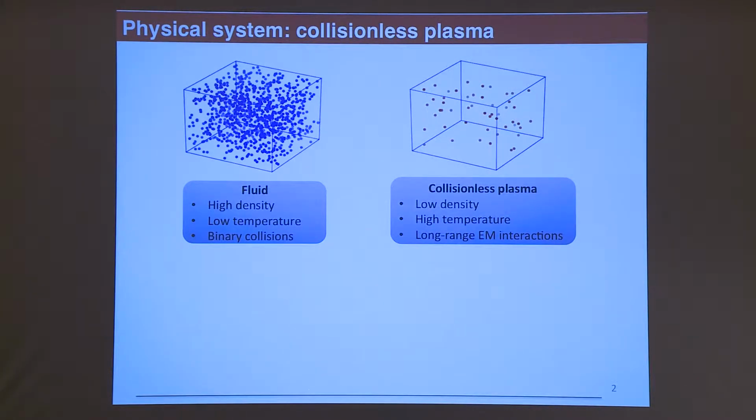On the right, I'm showing you a box of particles representing a collisionless plasma, and that's the physical system that I work with, which might be less common. It's characterized by low density, high temperature, and it's dominated by long-range electromagnetic interactions. Because in a plasma, all the particles have charge, and they feel this long-range electromagnetic field.